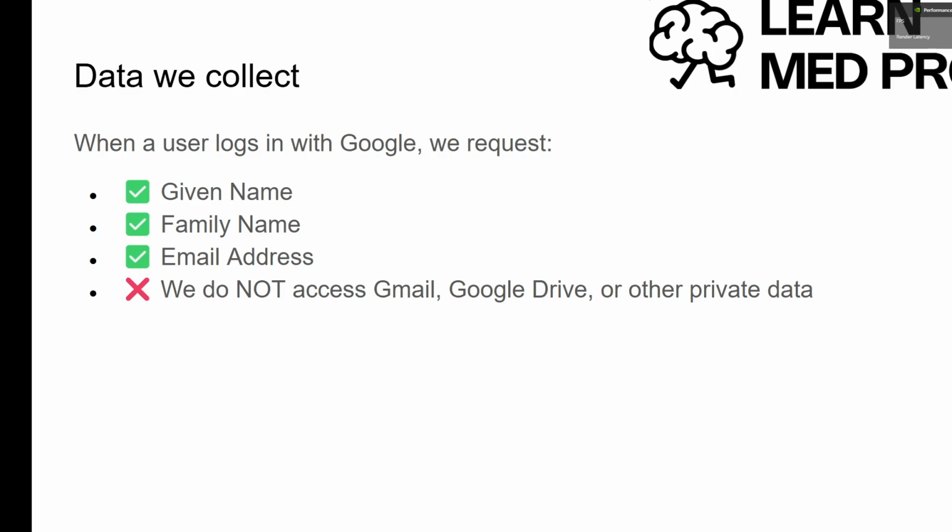So currently our plan is that whenever a user logs in with Google on our Android app, we will be asking for their given name, family name, their email address, and that's it. We will not be accessing any restricted or sensitive data, such as access to their Gmail, Google Drive, or anything else.